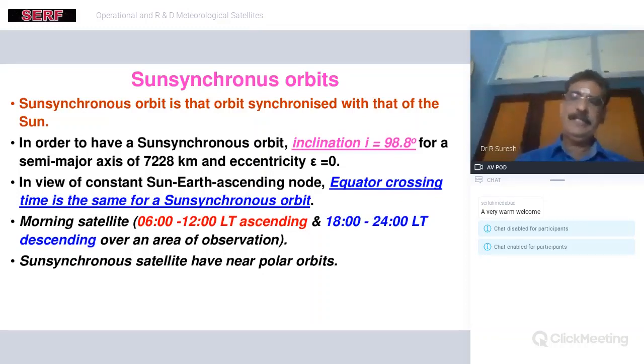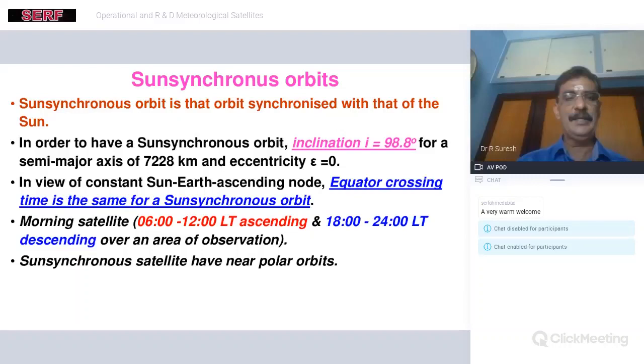There are two synchronous satellites. One is sun synchronous, another one is geosynchronous. We will be covering them now. The sun synchronous orbits, which normally we used to call polar orbiting satellites, because it is orbiting from pole to pole. It covers from north pole to south pole to north pole, continuously going on. For a sun synchronous orbit, as per the astronomical elliptical path geometry, the inclination angle should be 98.8 degrees for a semi-major axis of 7228 kilometers, and it has an eccentricity of 0.